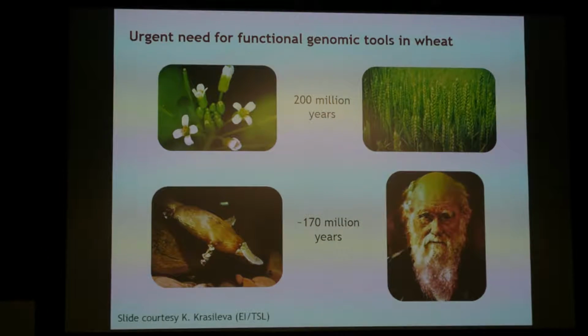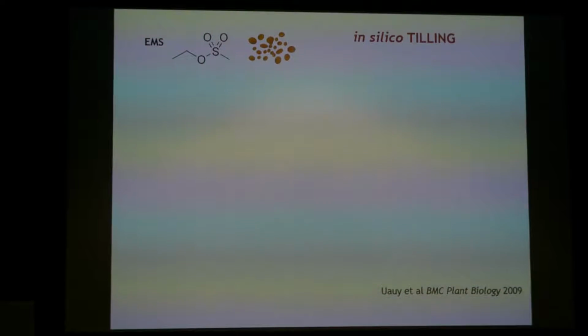We're trying to make some of those bridges and generate some of the resources that are helpful for us, but hopefully helpful for the wider plant community. So what we did is that we made this resource for functional genomics, which is basically just TILLING. If you're not familiar with TILLING, it's a very simple approach.